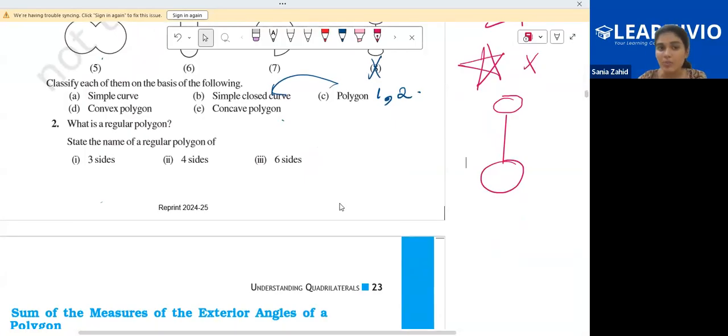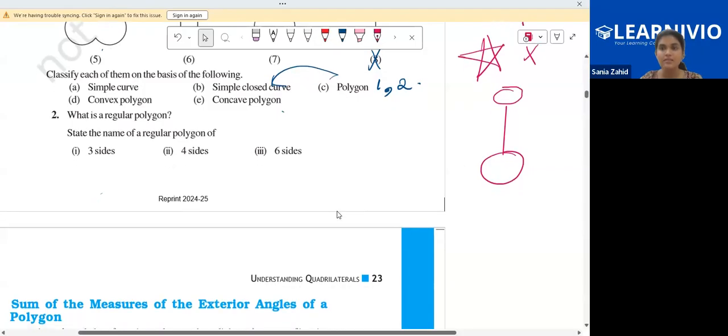Now, what is a regular polygon? State the name of a regular polygon of 3 sides, 4 sides, 6 sides. I told you the meaning of regular polygon is a polygon having all sides and all angles equal. That's called a regular polygon. Now, what are examples of a regular polygon of 3 sides? Equilateral triangle for 3 sides. For 4 sides? Square for 4 sides. And a hexagon for 6 sides.